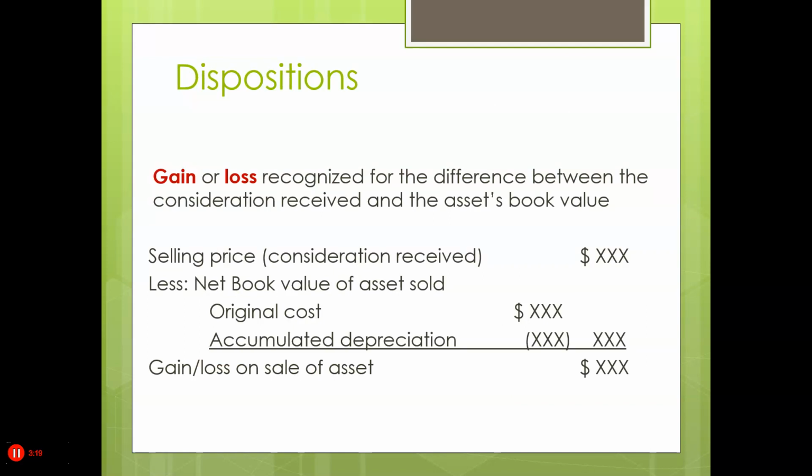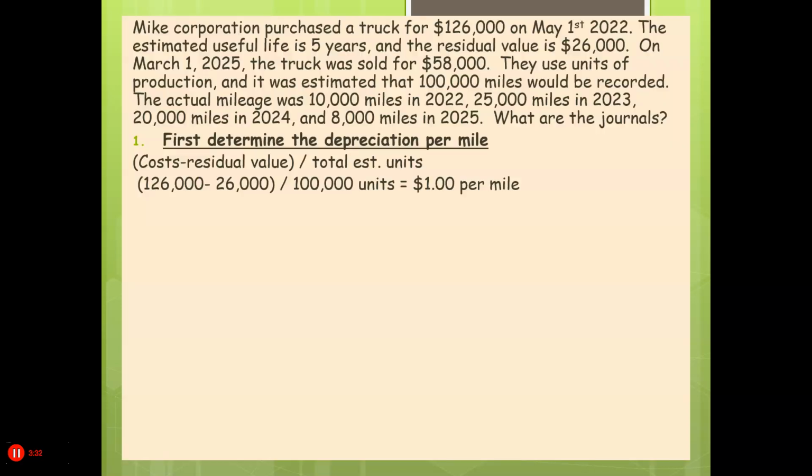Now what about disposition of assets? We get rid of them. Well, we start with the selling price. We take the net book value, subtract it from that, and that will determine whether we have a gain or loss. So in this example, we have a truck and it uses units of activity and its mileage. In this particular case, we have the actual mileage.